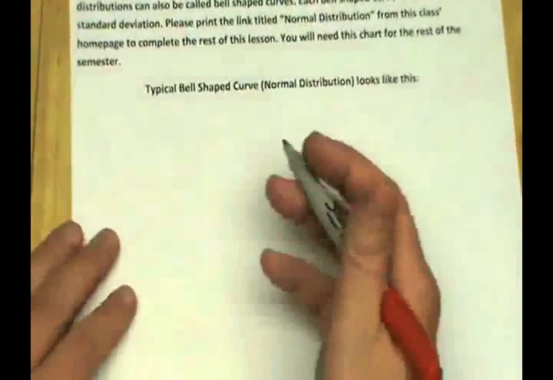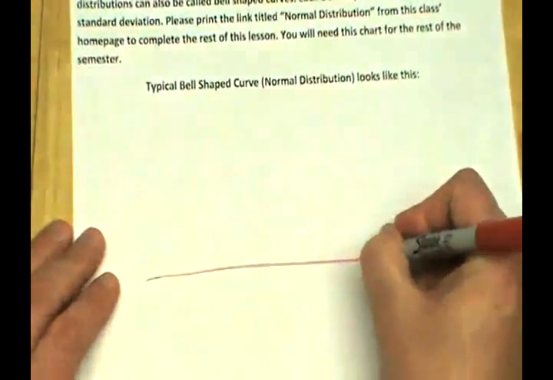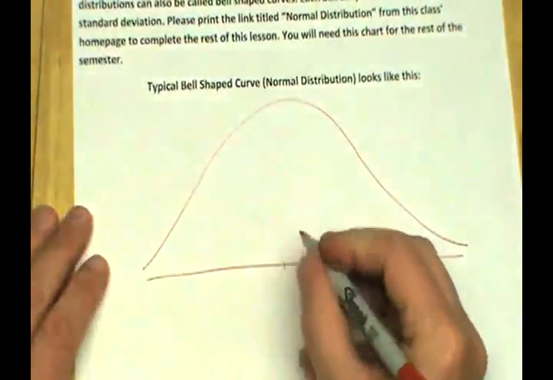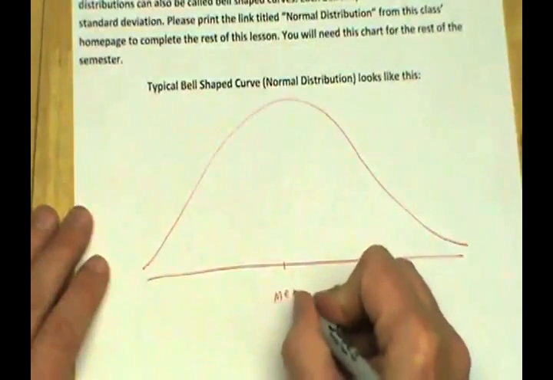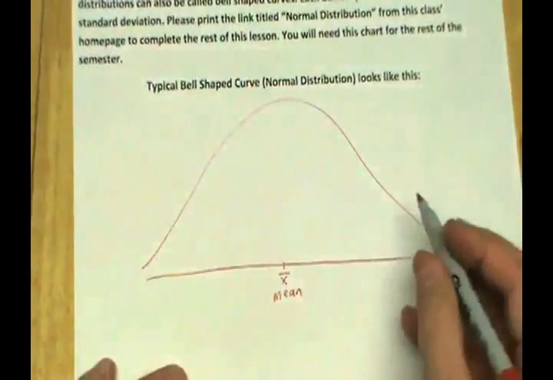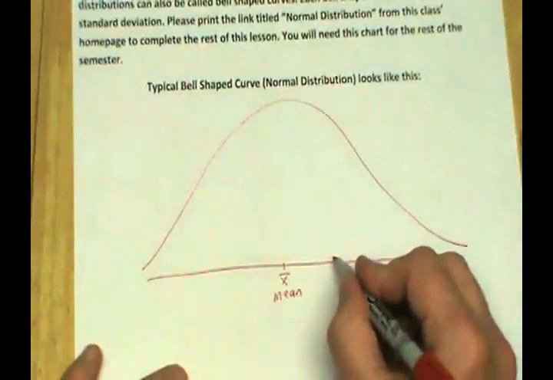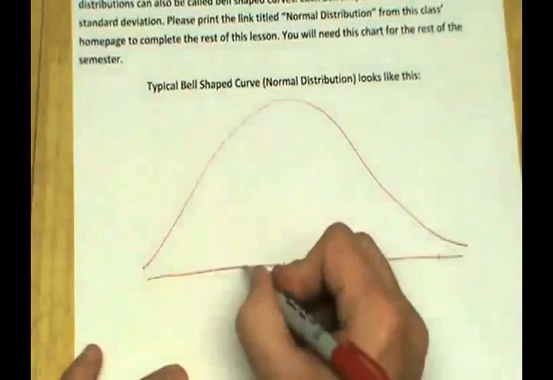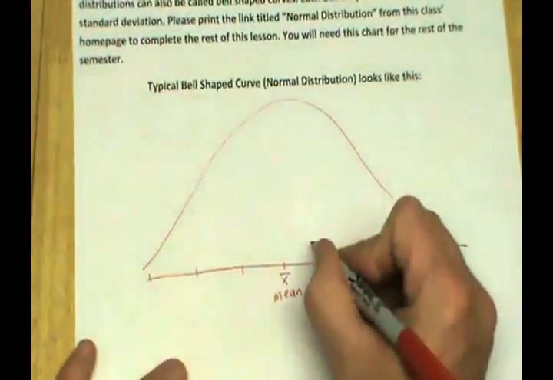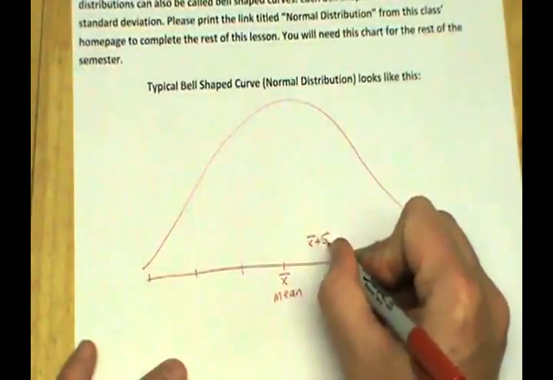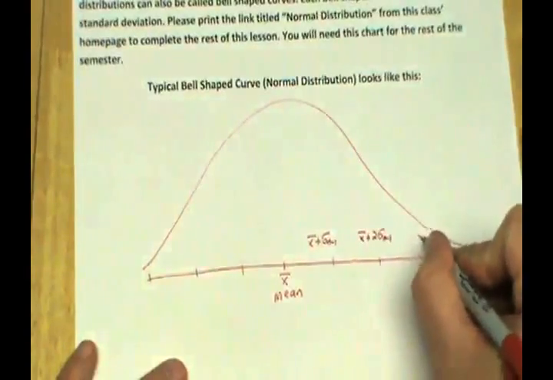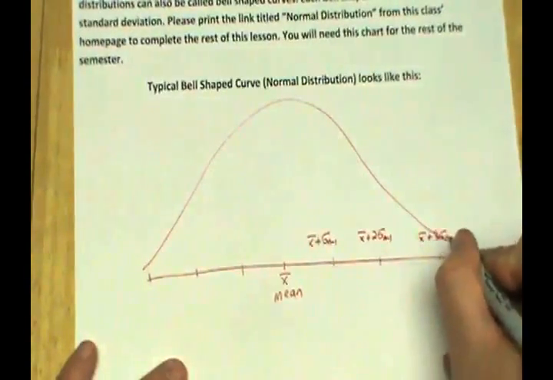A typical bell-shaped curve looks like this. So we have a mean here. The mean is usually x with a bar on the top. Now what we do is we go 3 ticks to the right. So we're going to go tick, tick, tick to the right and tick, tick, tick to the left. Each one of those tick marks is a standard deviation. So this is the mean plus 1 standard deviation. This is the mean plus 2 standard deviations. And then this is the mean plus 3 standard deviations.